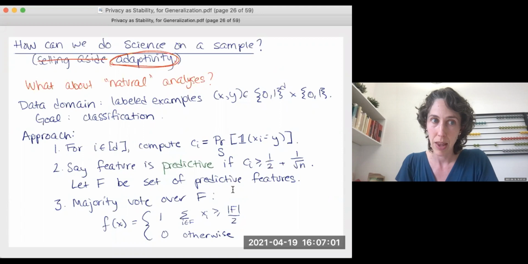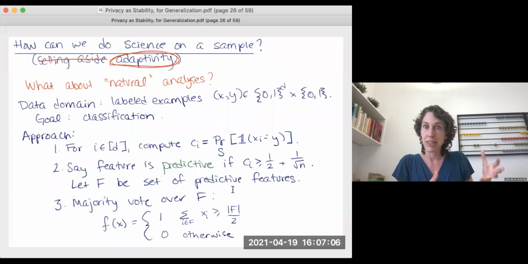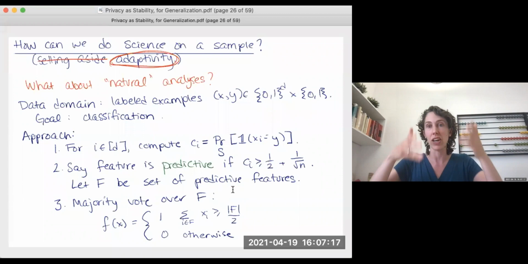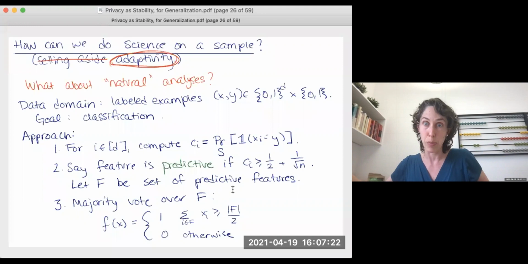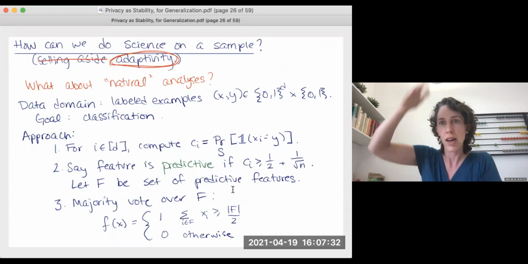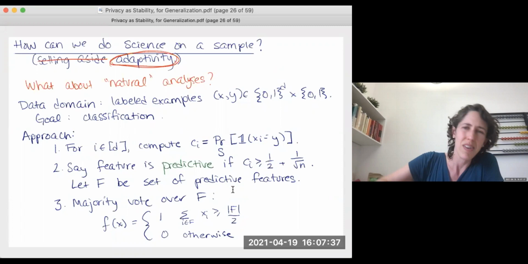One natural way to approach this problem, if you have access to a sample of labeled data points and you want to figure out how to label future data points, is to try to figure out which of these d columns is actually correlated with the label in your sample. So let's do this. For i from 1 to d, I'm going to compute the correlation between each of the entries and the label. Then the entries that were substantially better than 50-50 correlated, I'm going to call predictive. They're pretty good.